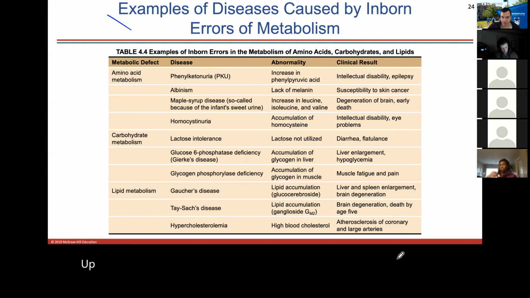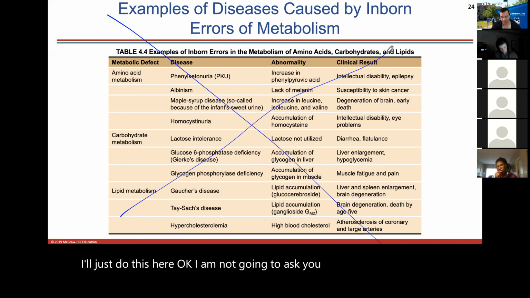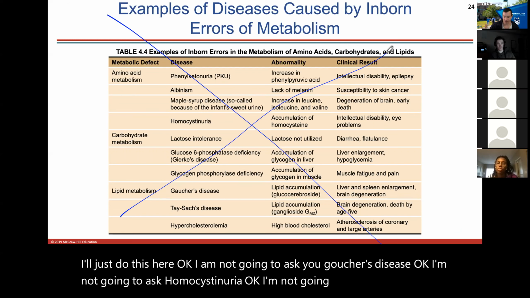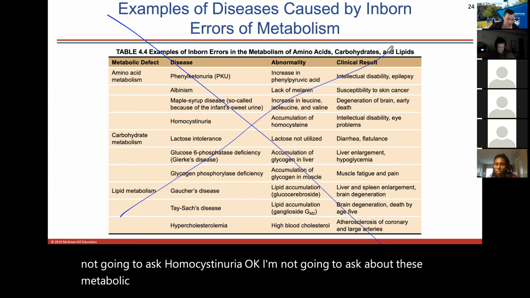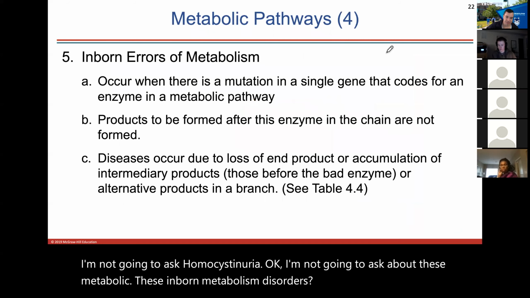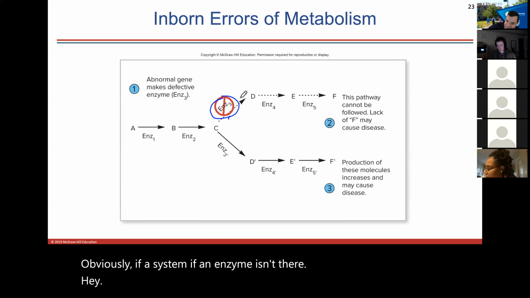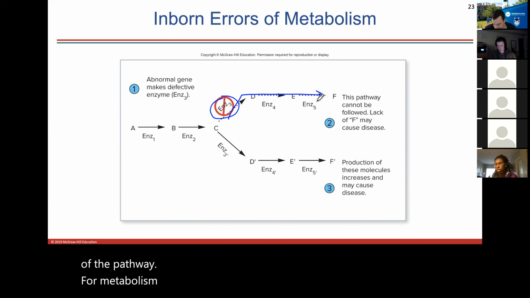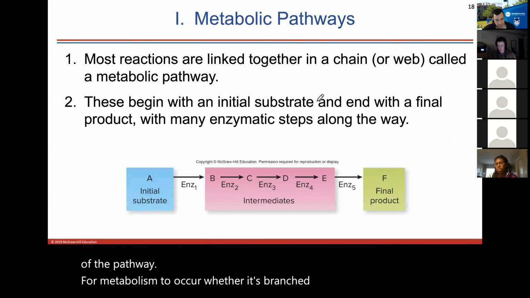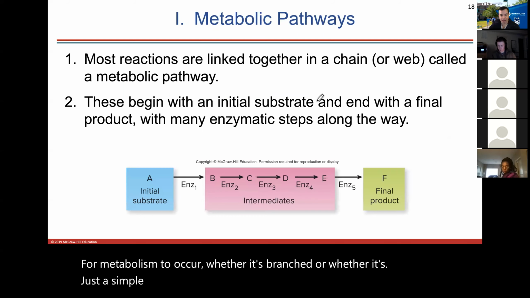I'll just do this here. I am not going to ask you about Gaucher's disease or homocystinuria. I'm not going to ask about these inborn metabolism disorders. Obviously, if an enzyme isn't there, the cascade of the pathway for metabolism is disrupted, whether it's branched or just a simple, basic metabolic pathway.